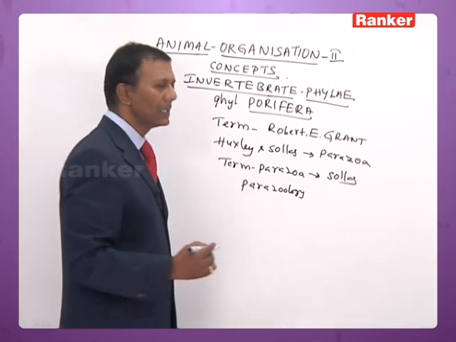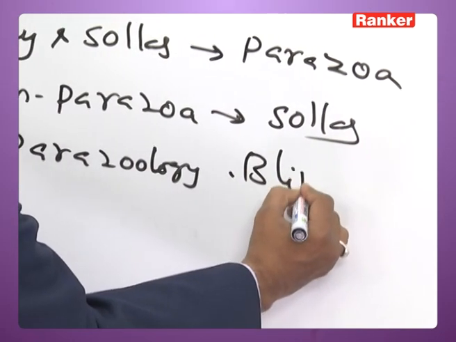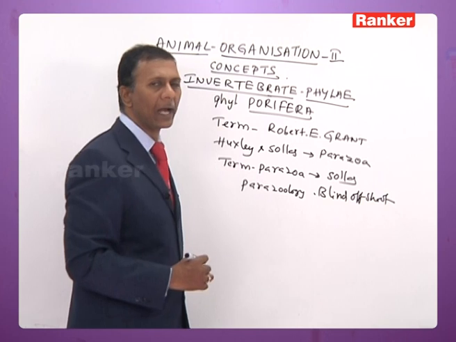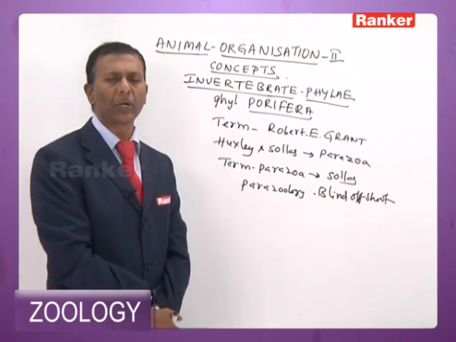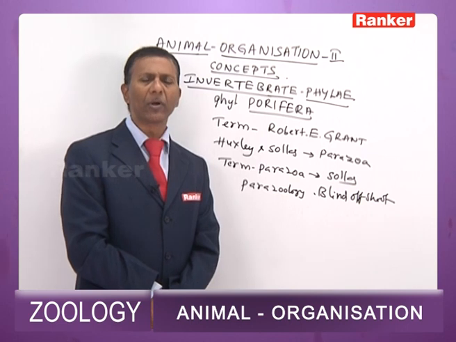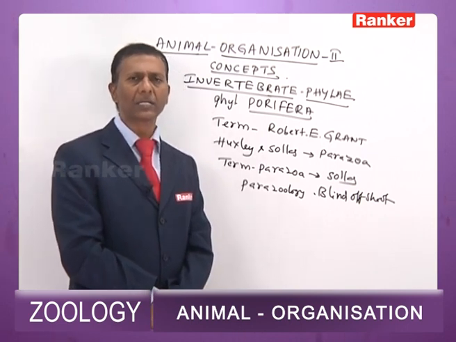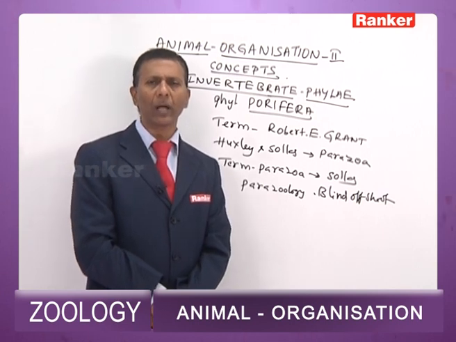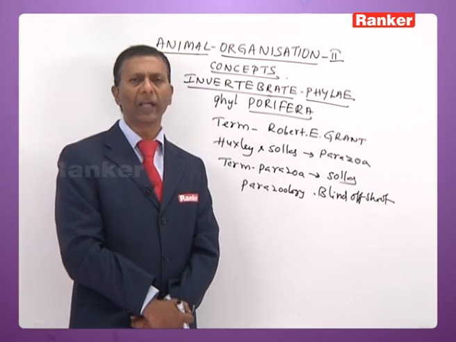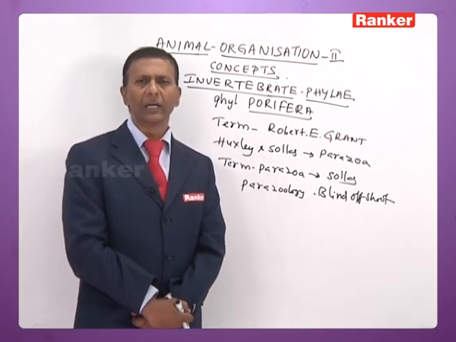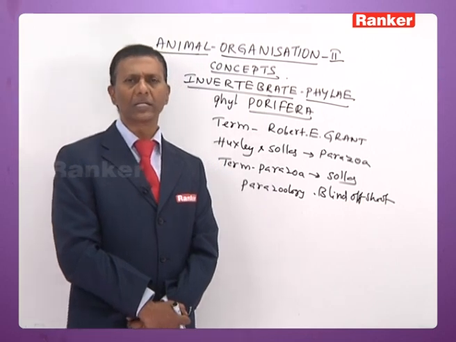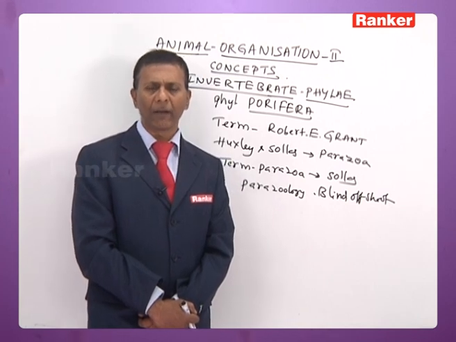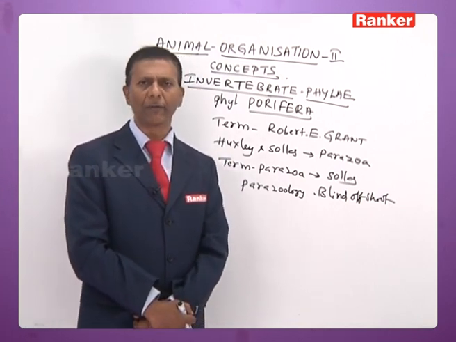Poriferans are referred to as the blind offshoot of the evolutionary ladder. Many reasons can be attributed to that characteristic feature. One of the most important reasons for calling them blind offshoot is that they evolved from the choanoflagellates of phylum Protozoa, but did not give rise to any higher phyla, unlike all the other invertebrate phyla.